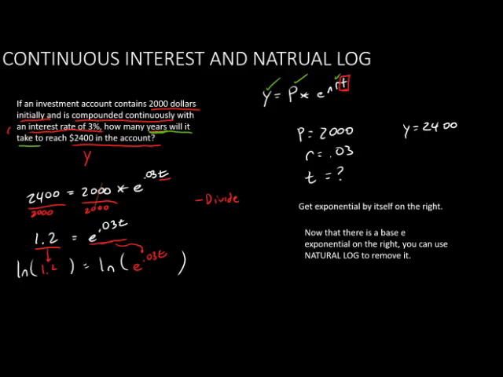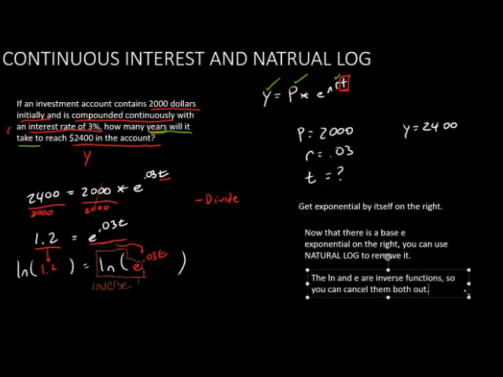Now, the reason you can use natural log here is because ln, the natural log, and the base e exponential are inverse functions. This means if you take ln of an e, you can cancel them both out. This means on the left, I now just have ln of 1.2, and on the right, I don't have to write the ln or the e, and all I have left is whatever is inside this exponential, 0.03t.